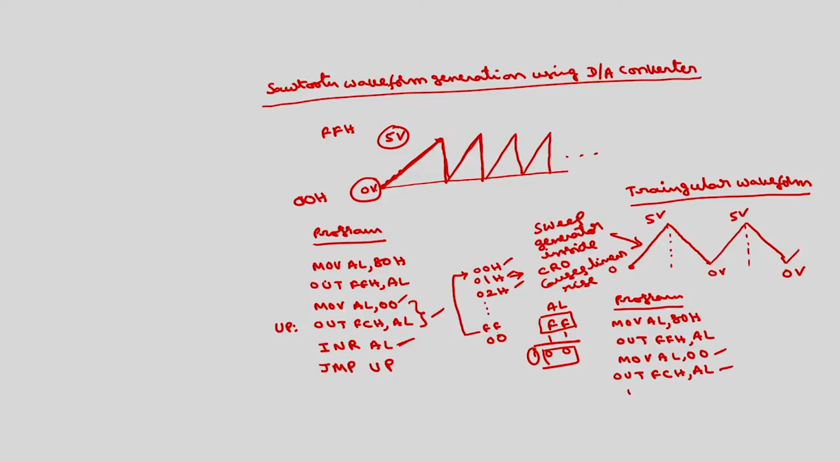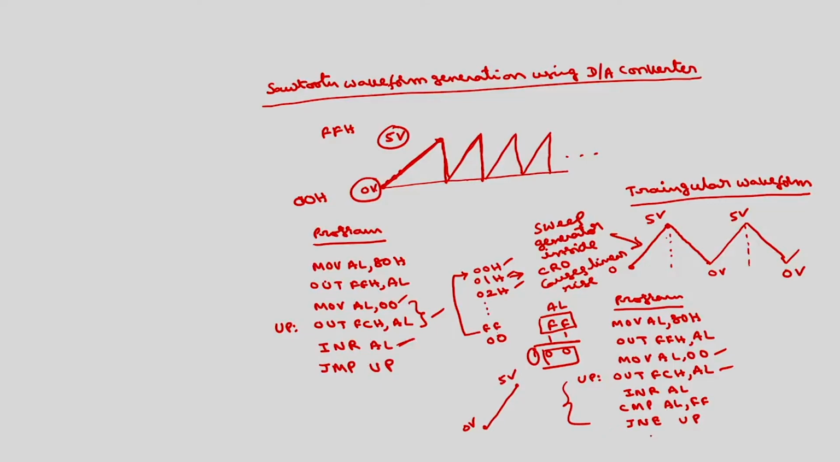Then I have to increment, INR AL, compare AL with FF, because till FF we have to do up counting. Okay. Jump not equal, go to up. So, at up, we have to output that value. So, this program will generate a linear change from 0 to 5 volts.